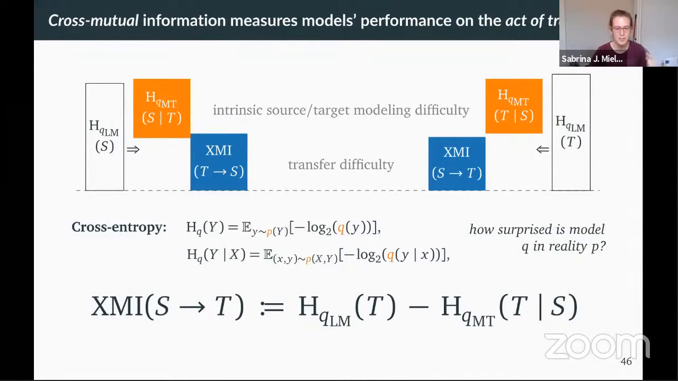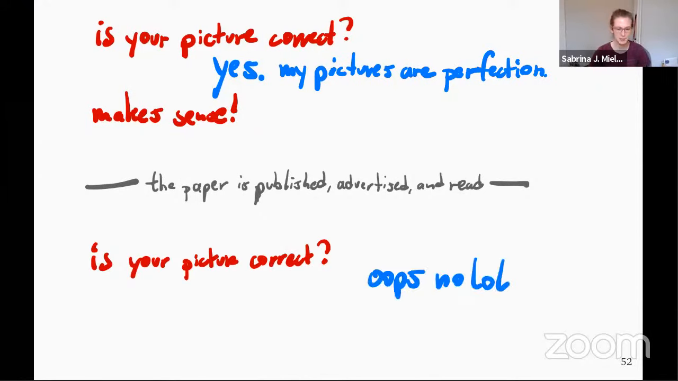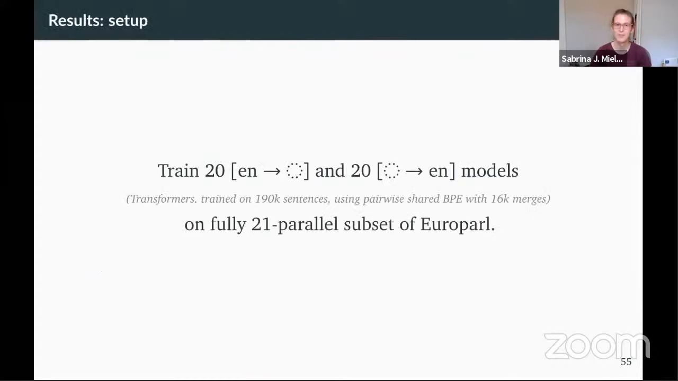Damn, but nobody noticed. It was infuriating. So the paper is still out there like that. We still haven't decided what to do with it. But yeah, oops, no, lol. Why did no one tell me? Yeah, one of the many embarrassing moments of my career. Good times.